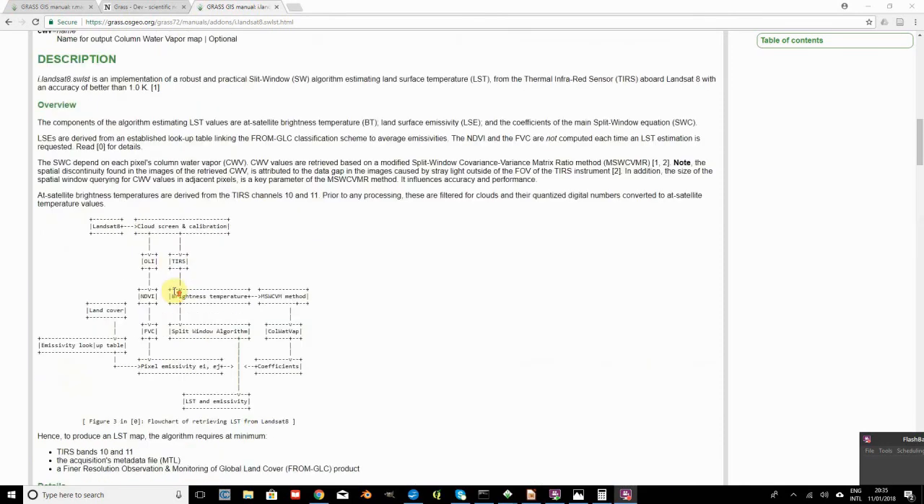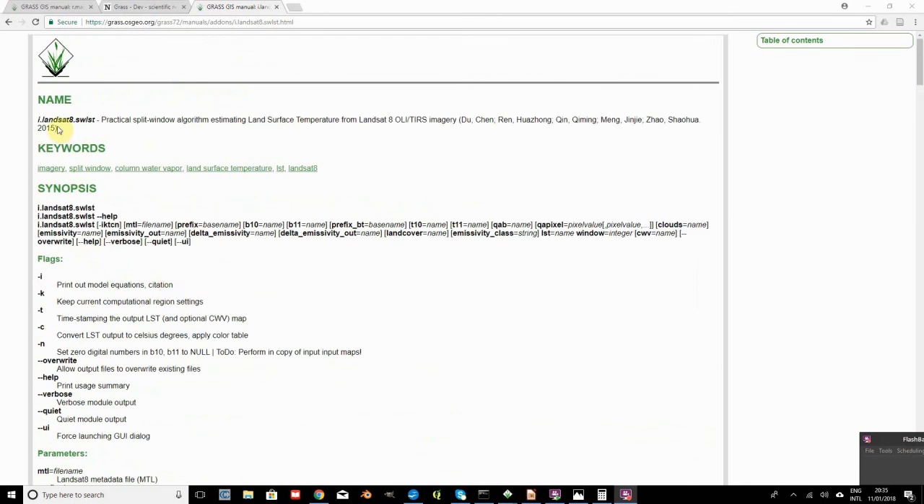This protocol is more complex, probably more than we have time for in this short course. But if you're interested in taking this further, I do recommend that you investigate it. It's a GRASS algorithm, Landsat 8, SW, LST. Right, so that ends this addendum. We'll see you in the next tutorial.